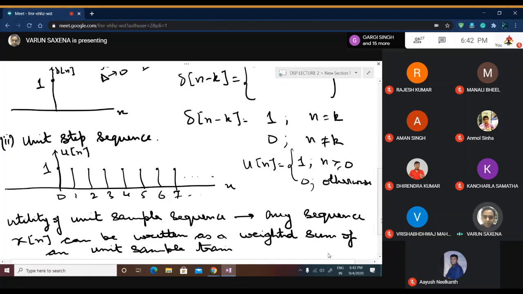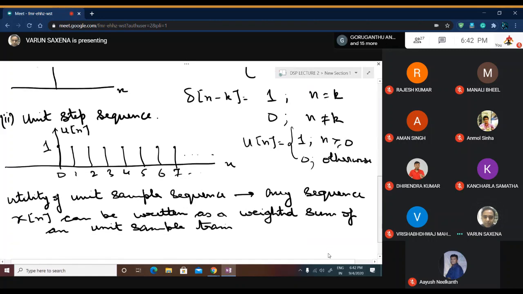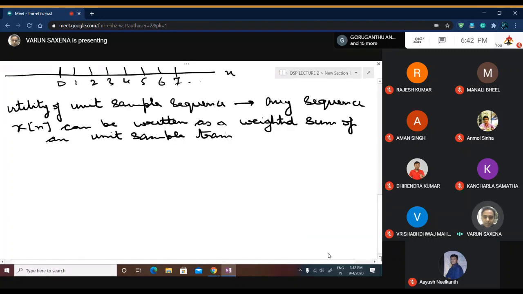Can anybody tell me what I mean when I say this? I'm talking about the utility of a unit sample sequence. I said any sequence x[n] can be written as a weighted sum of unit sample trains. Can anybody tell me what I mean by this? Is there anyone? Okay, let me just explain.